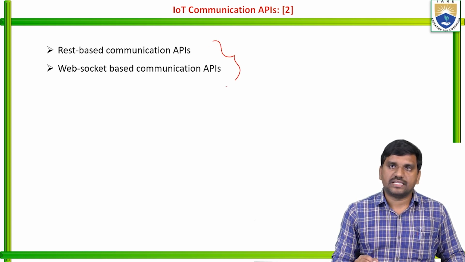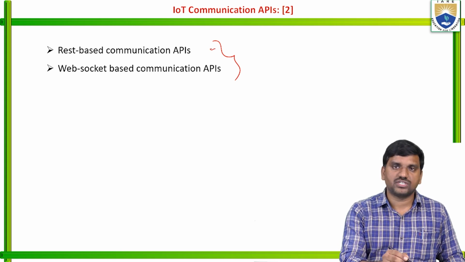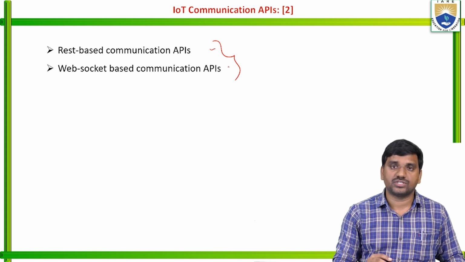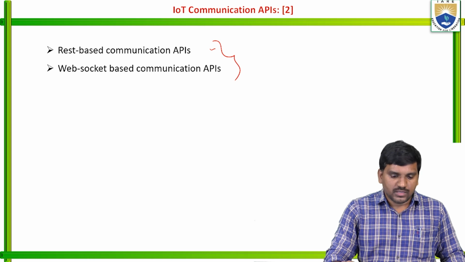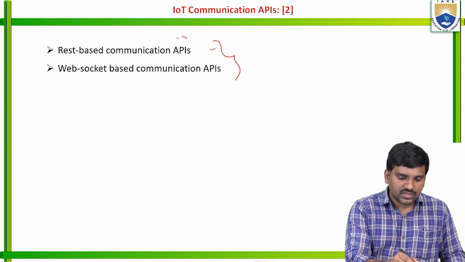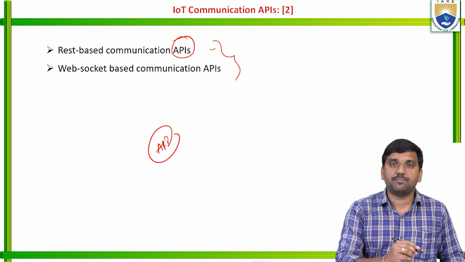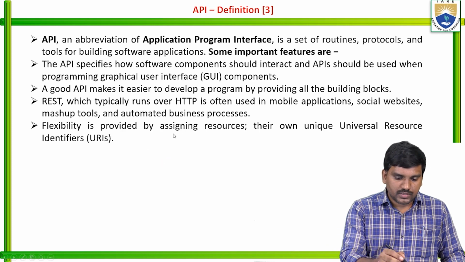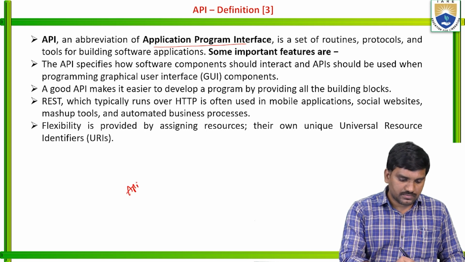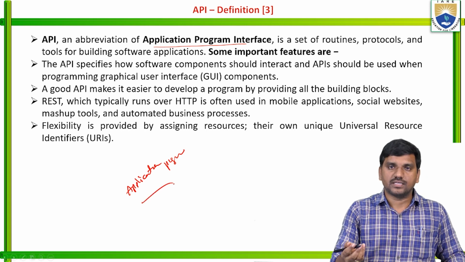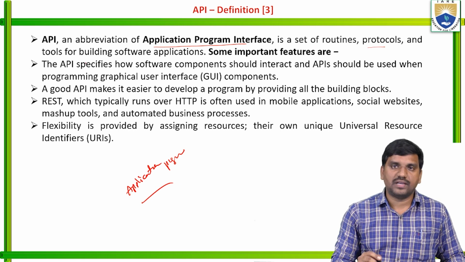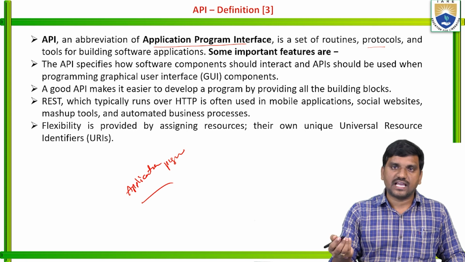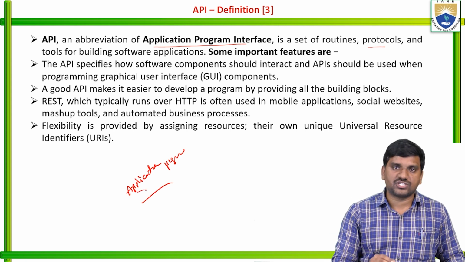Here we have 2 types of communication APIs: REST-based communication APIs and WebSocket-based communication APIs. So let's move on to the first type of communication API. Before REST-based communication APIs, first we have to know what an API is. API stands for Application Program Interface. So what is an API? An API is a set of routines, protocols and tools for building software applications.